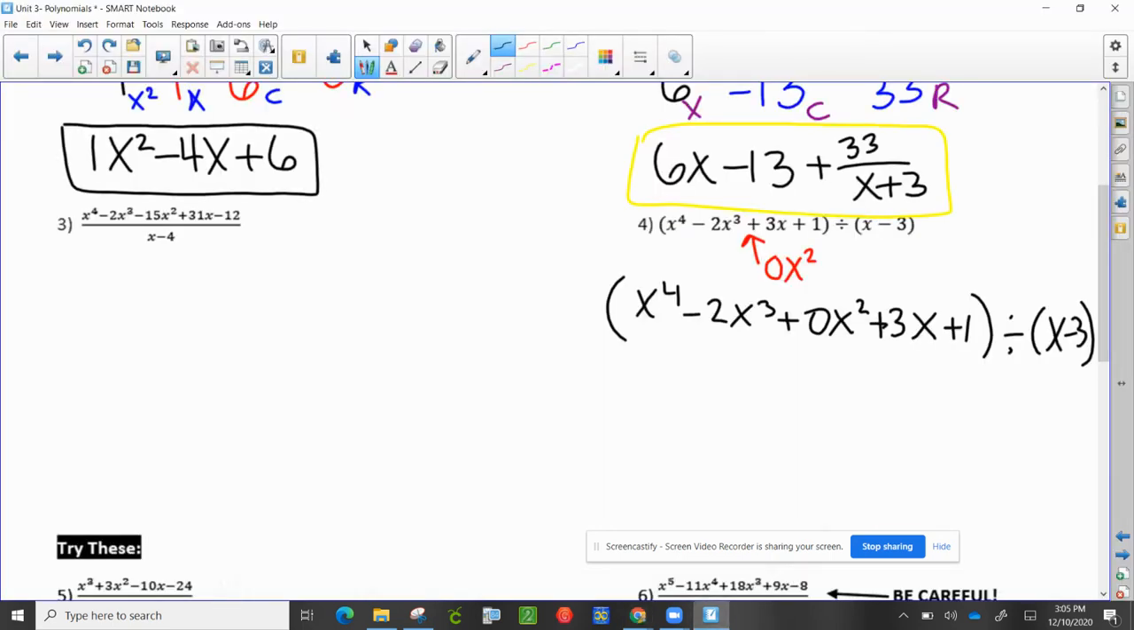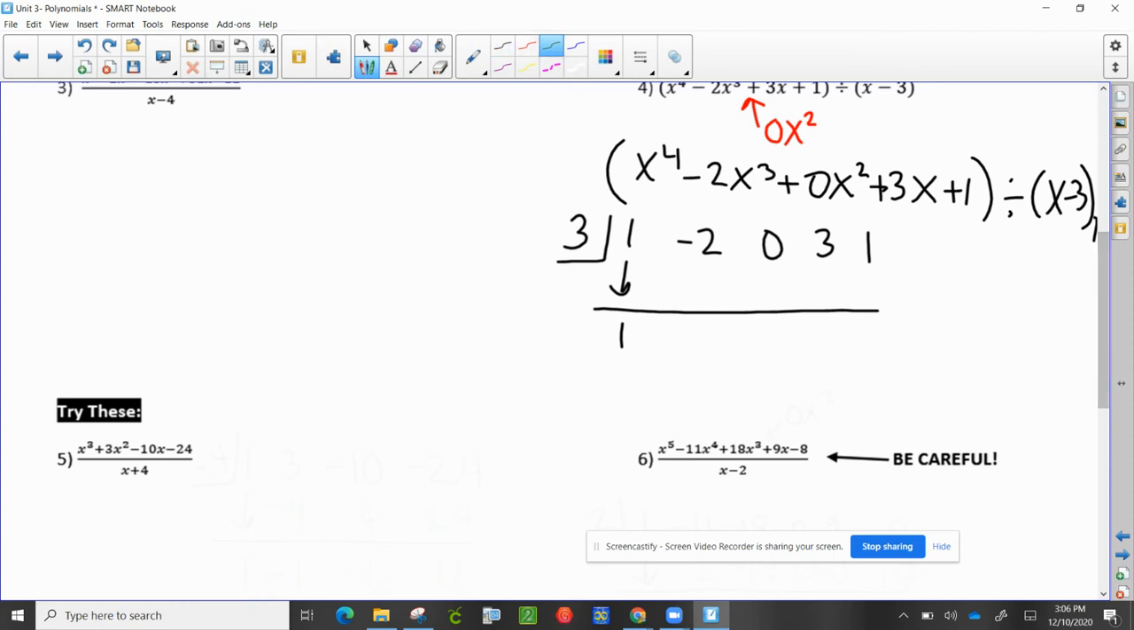Okay, so I'm going to set up my synthetic division by bringing down all my coefficients. So 1, -2, 0, 3, 1. And remember, we always divide by the opposite sign of what's in our little parentheses there. So positive 3 here. We'll bring down our first number, 1. And now we'll start our synthetic division.